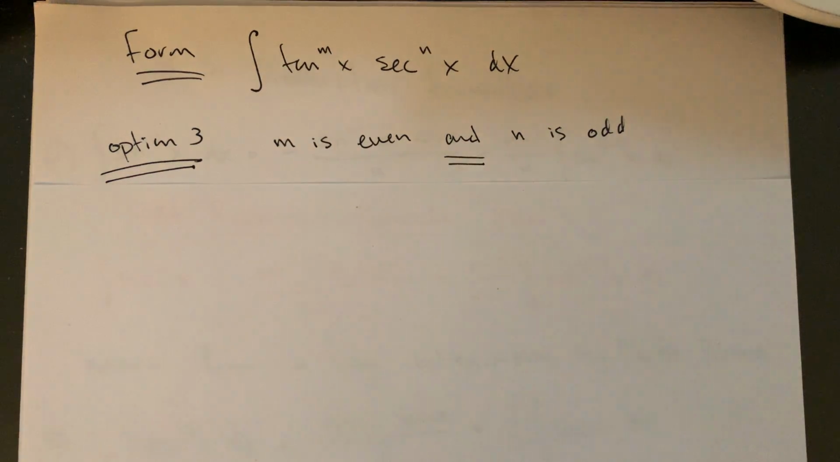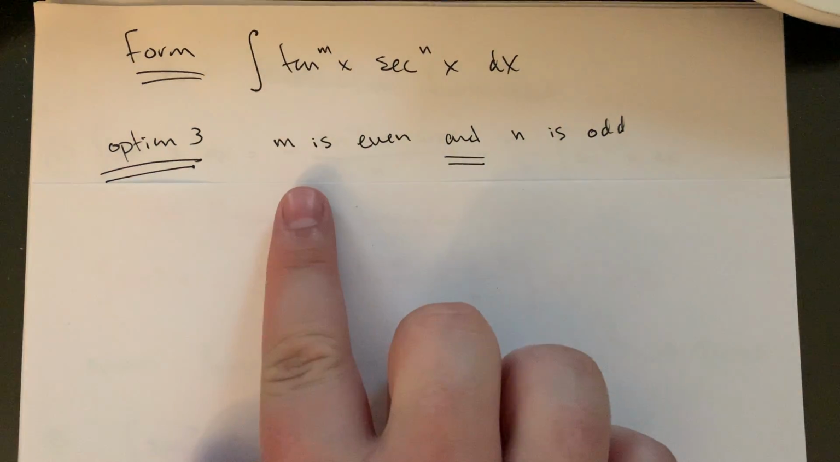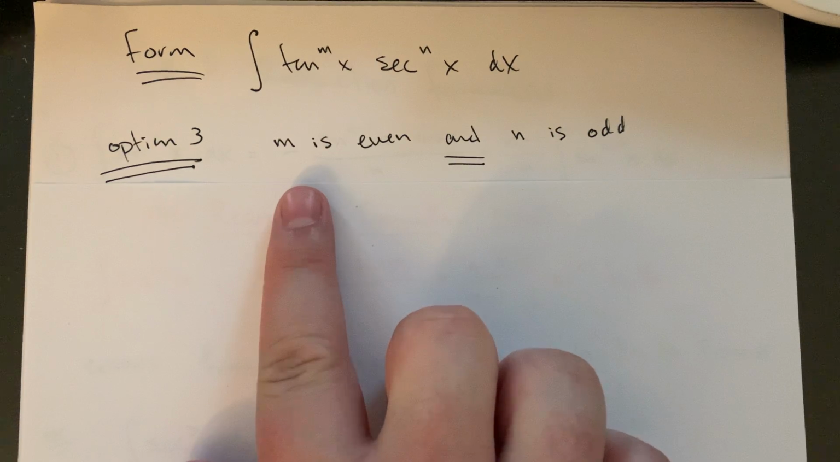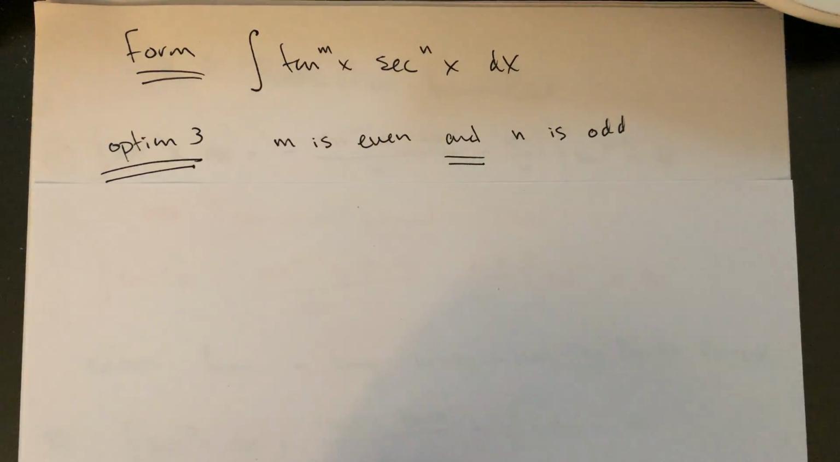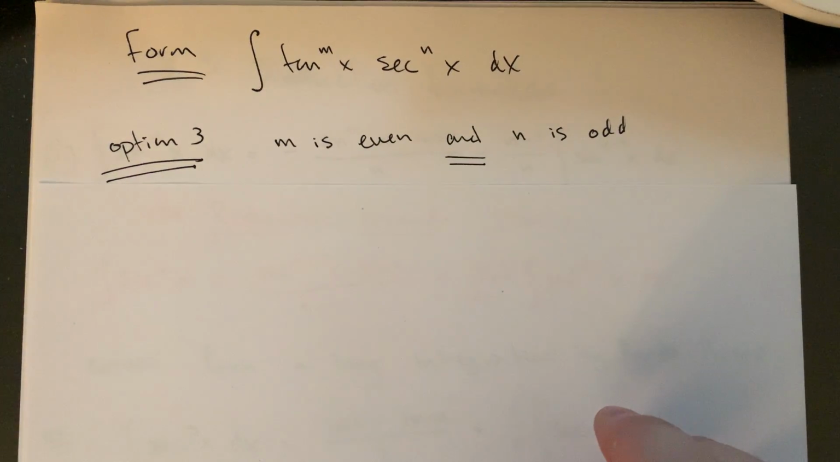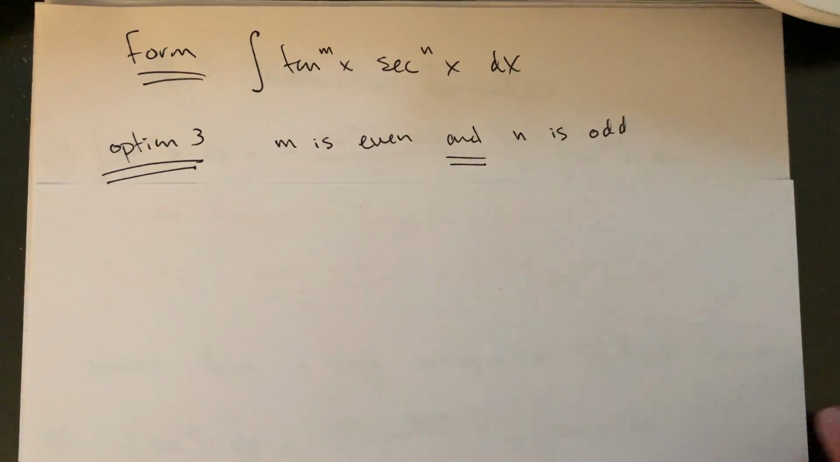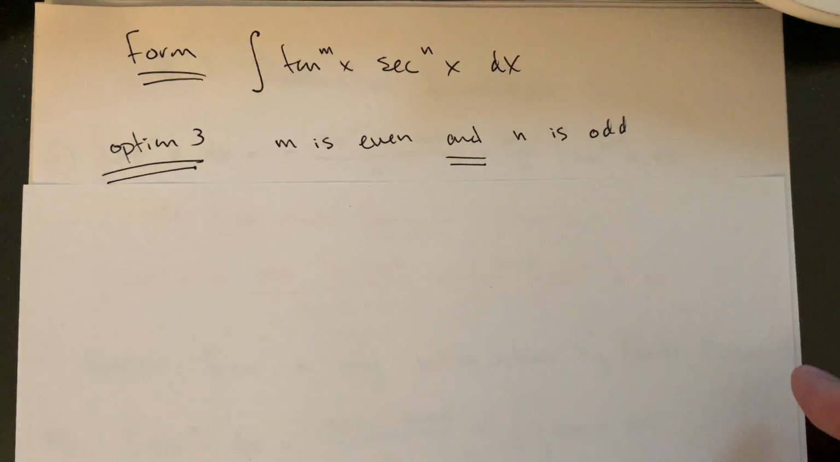In theory, what you're doing here, so your tangent power is even, is you're taking all those tangents. If it's even, it would be tangent to the 2, to the 4, to the 6, to the 8, converting all of those into secants using our Pythagorean identity. Tangent squared would be secant squared x minus 1. So then you just have a whole bunch of secants, and then the move is essentially to do a really long and involved integration by parts.